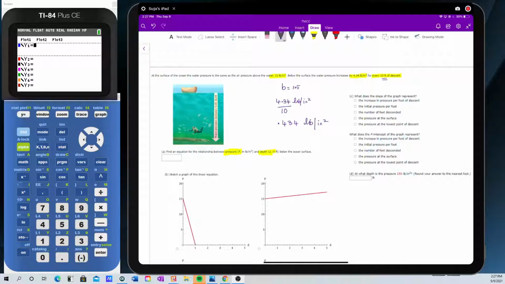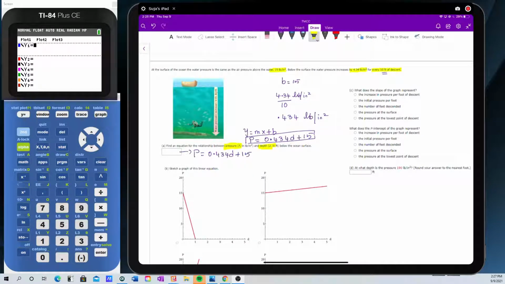So we know when you write an equation of a line, y equals mx plus b, and in this case my y is p and my x is d, and I think they want you to keep depth as d. So it's P is equal to 0.434 d plus 15. This is the equation that's representing the picture which would go here. With this information, we know this is a linear function.